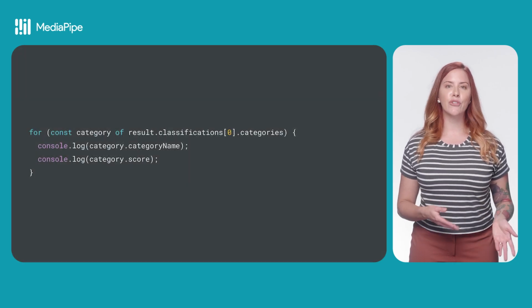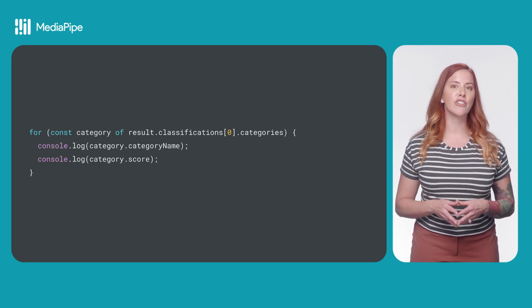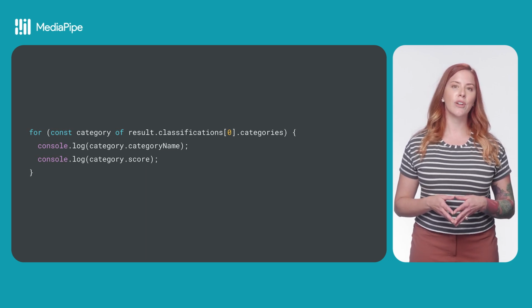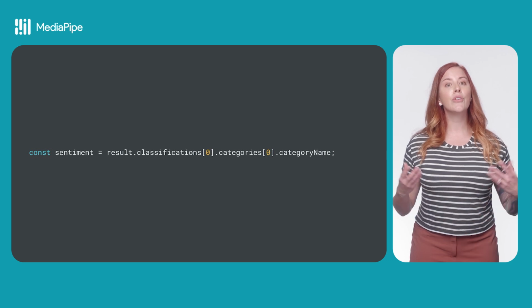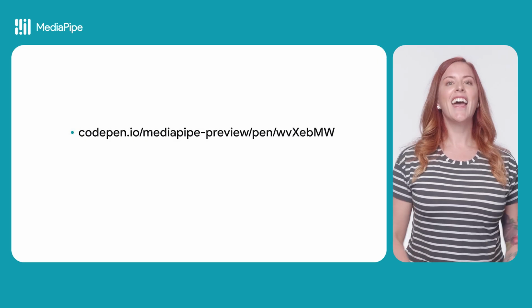To view the classification results, you can iterate through the categories of the 0th element of the classifications array. Each category has a category name and score, where score is the model's confidence in that category. Since the most likely classification is listed first, you can always access just this one if that's all the information that you need. And that's it.